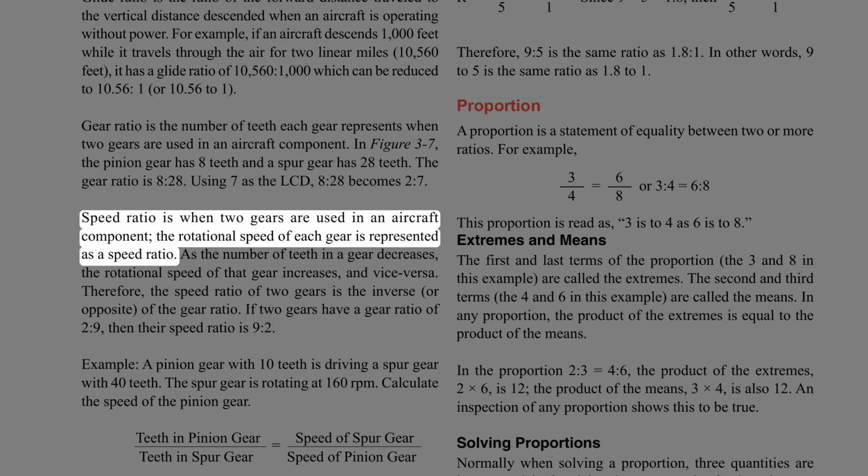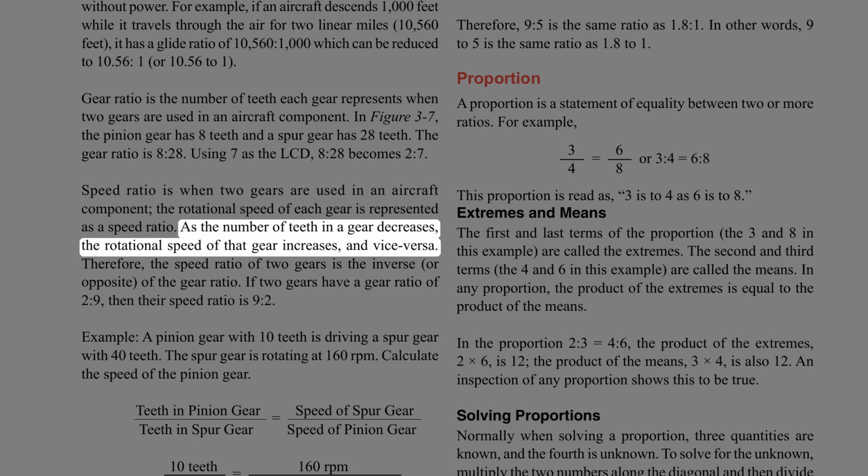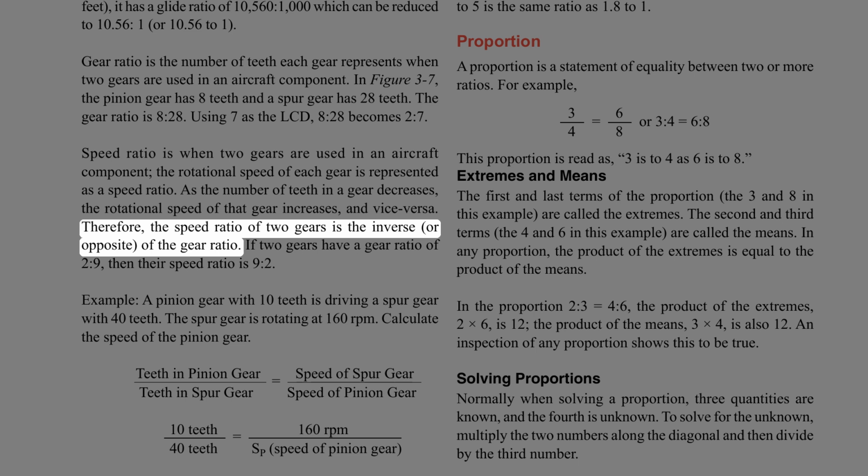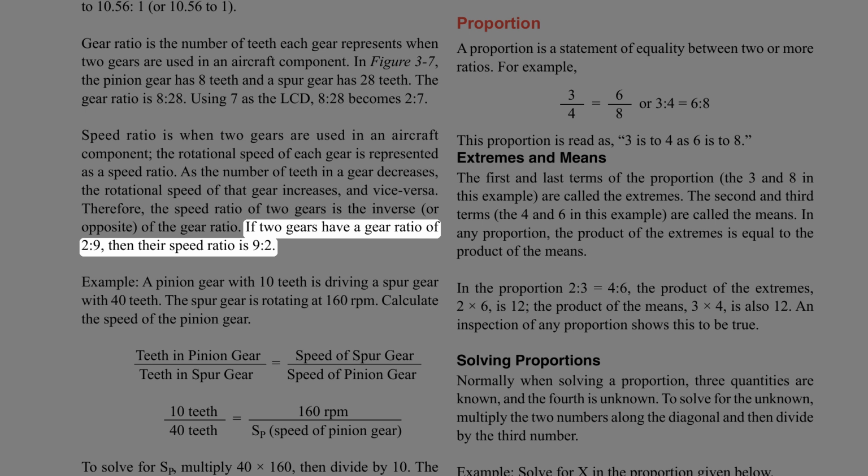Speed ratio is when 2 gears are used in an aircraft component. The rotational speed of each gear is represented as a speed ratio. As the number of teeth in a gear decreases, the rotational speed of that gear increases, and vice versa. Therefore, the speed ratio of 2 gears is the inverse, or opposite, of the gear ratio. If 2 gears have a gear ratio of 2:9, then their speed ratio is 9:2.